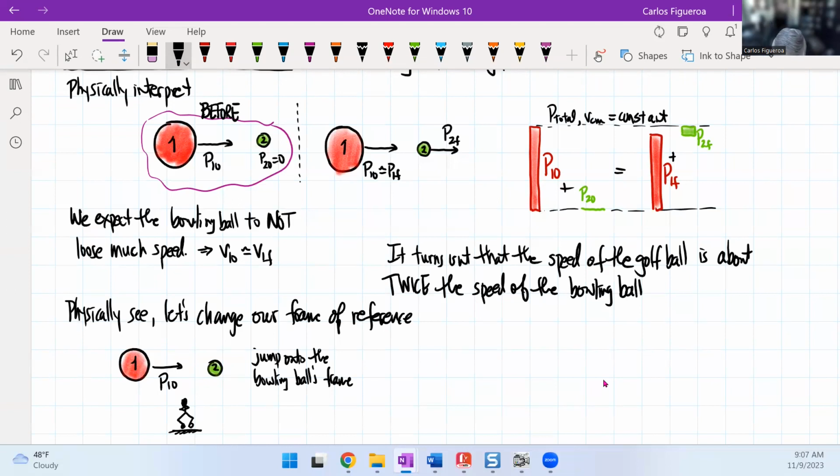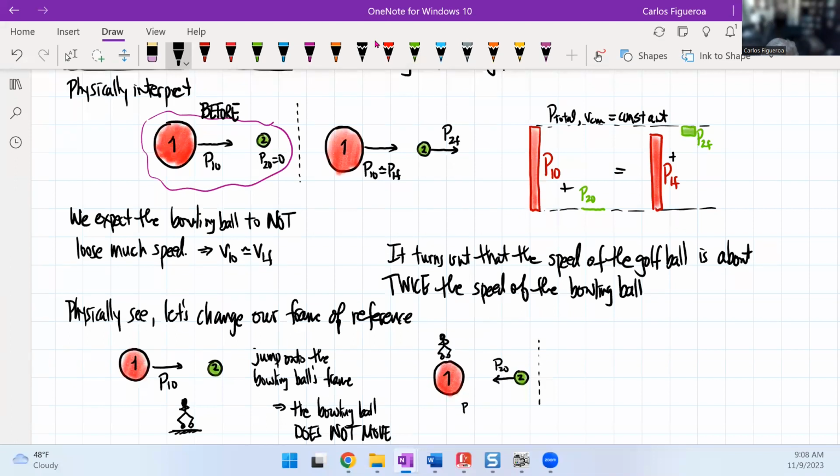So if I jump onto the bowling ball's frame, then to me the bowling ball is not moving. So in this frame, the bowling ball does not move. Look what happens here: now I have my golf ball that's moving towards me. So what is the speed of the golf ball here? Well, it has to have some initial momentum that's looking like this. Okay. So this is the before.